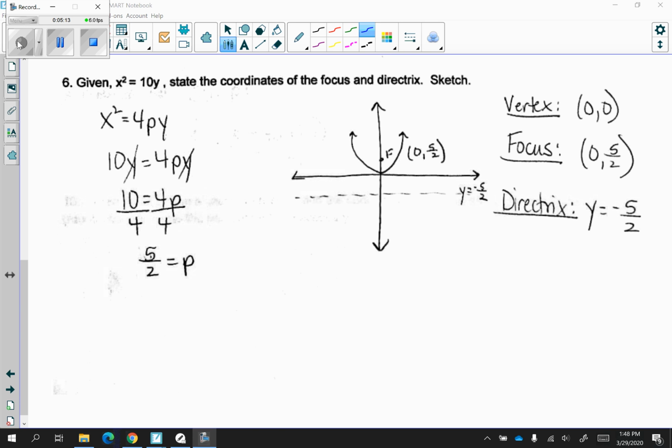I know that my vertex is at 0, 0, and the focus, remember, is inside the parabola. The parabola hugs it at 0, 5/2, and my directrix is the same distance away from the focus to the vertex as the vertex to the directrix, so y is equal to negative 5/2.